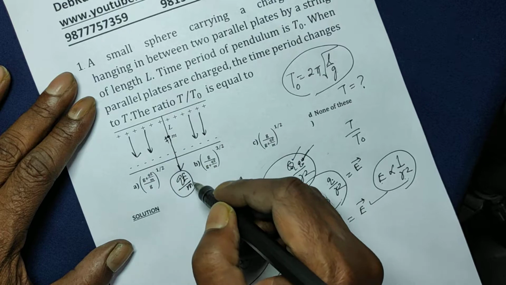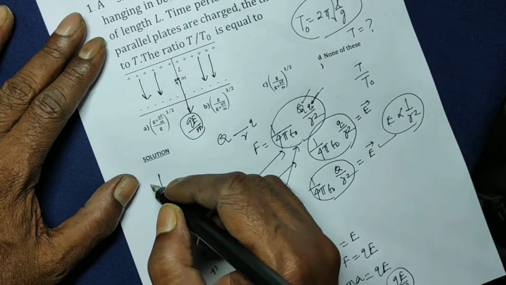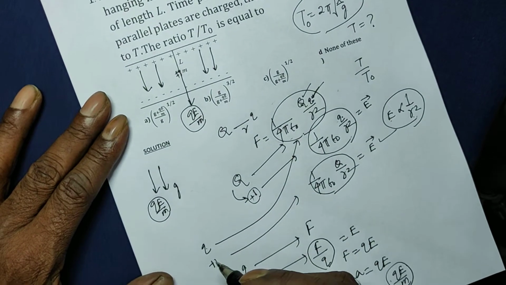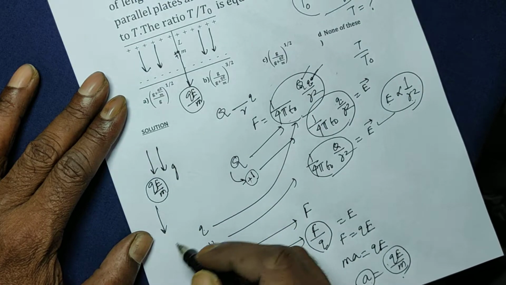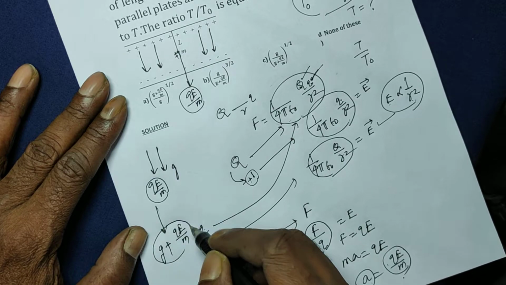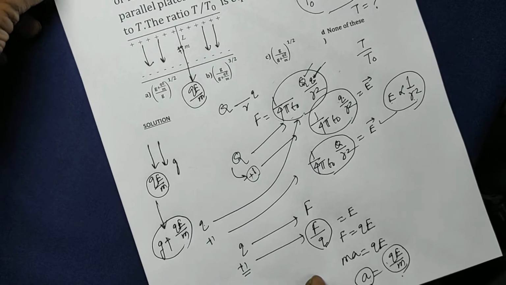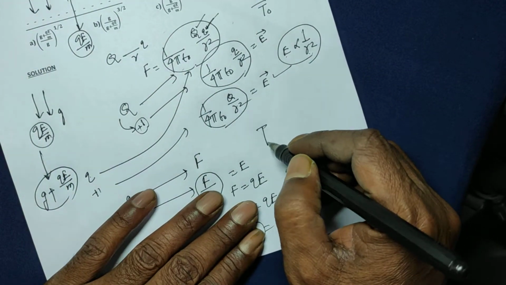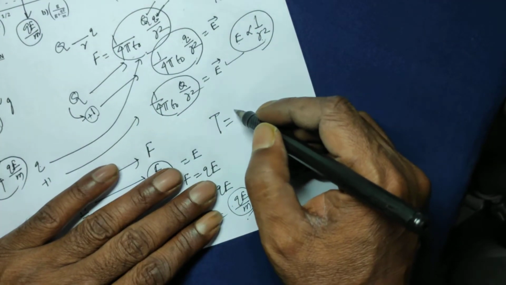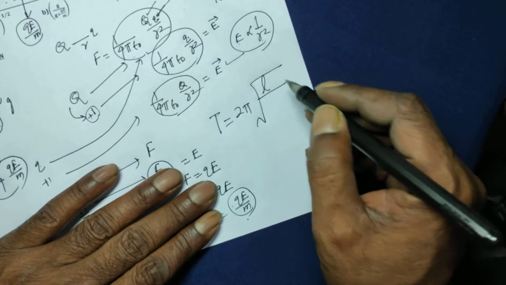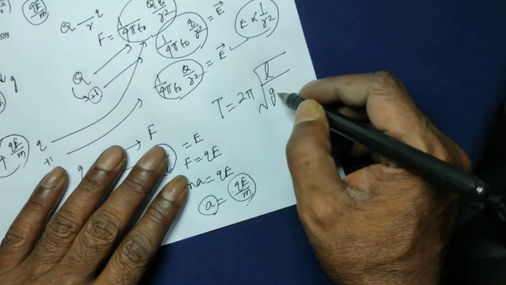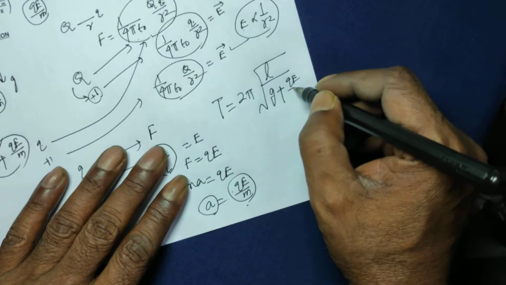So there are two accelerations. G is to this side, and QE over M is also to this side. Both the vectors are in the same direction, so the net acceleration is equal to G plus QE over M. So the new time period T will be, using the same expression, 2 pi L over, now instead of G we have to write the net acceleration, G plus QE over M, all under the square root.